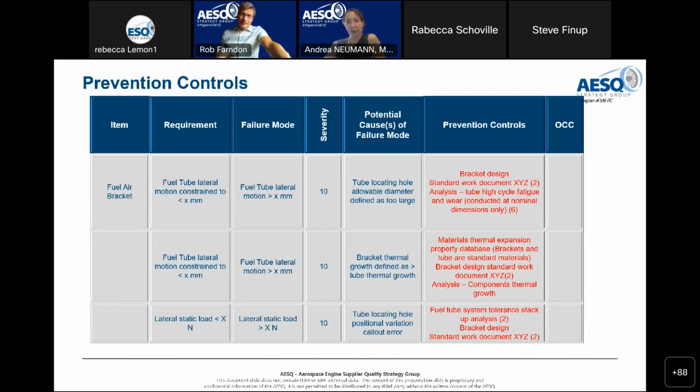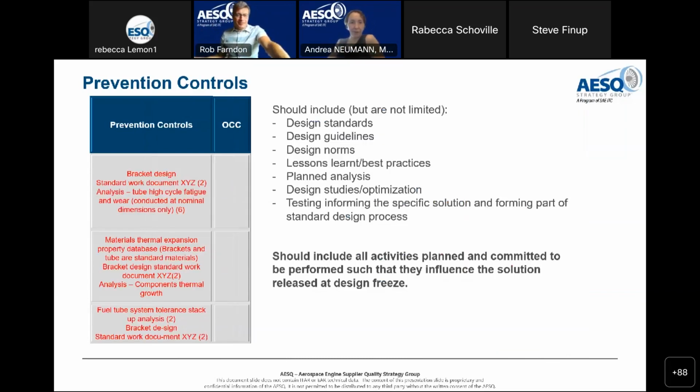So then we just go on with prevention controls. We made just a short example in our big example of what could be possible prevention controls. In the reference manual, some things are named which could be included. You could think about standard guidelines and norms for your design, so that you are sure that when you use them, this cause maybe will not happen. Also, lessons learned and best practice could be a good approach for prevention controls.